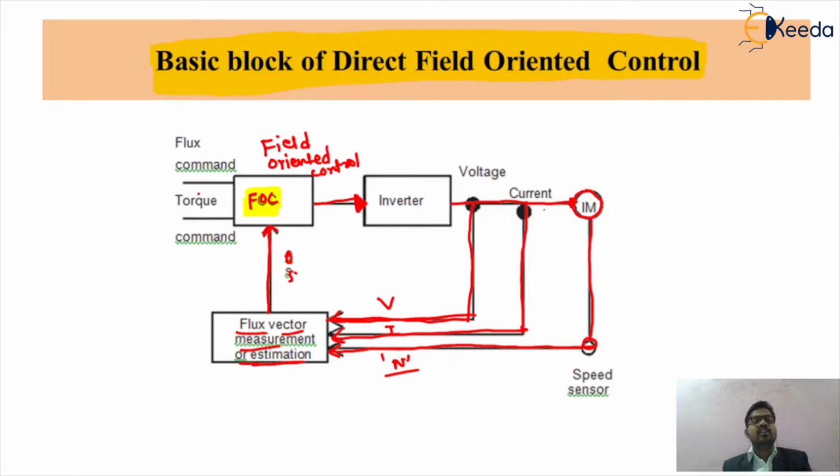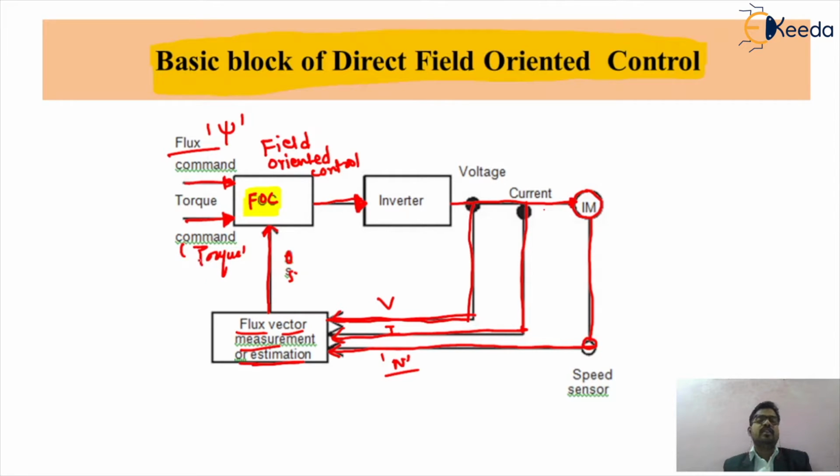So friends, in the field oriented control system we are giving two different commands to the FOC. The first command is the flux, the magnetic flux density, that is psi, and the other will be the component which gives the torque.